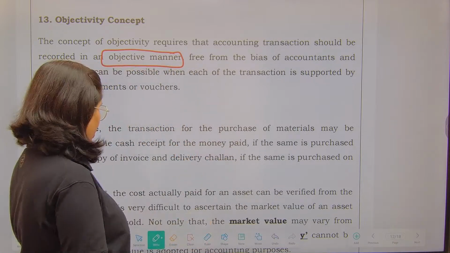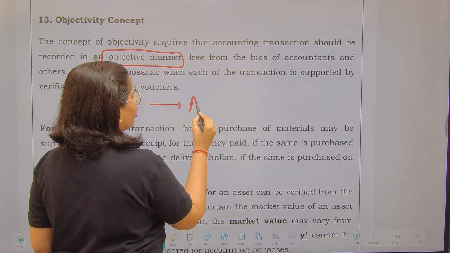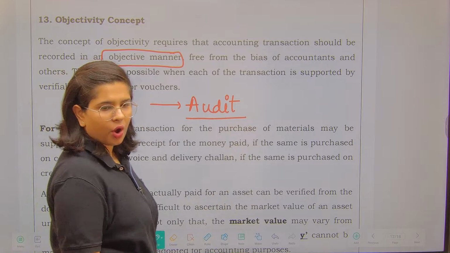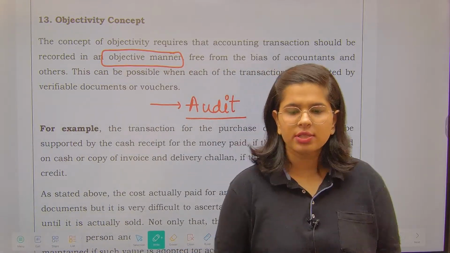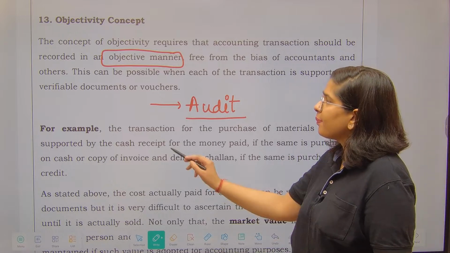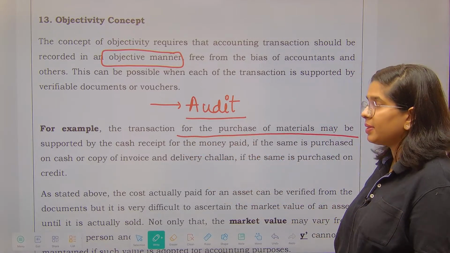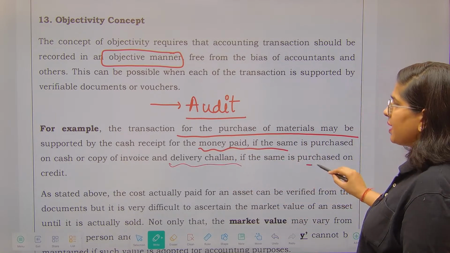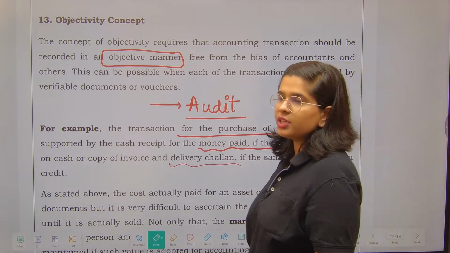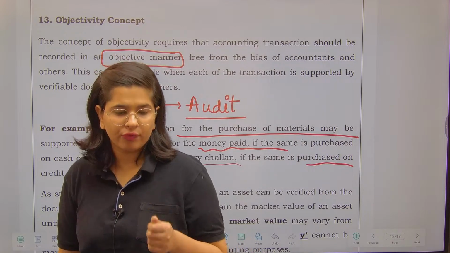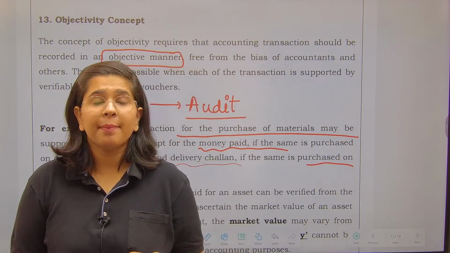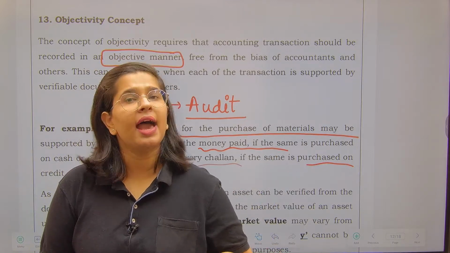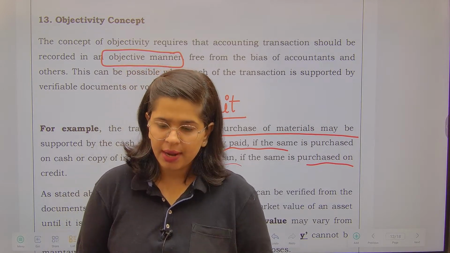Obviously, it is also important because going forward you have to conduct an audit of your transactions. And the first thing that the auditor needs is vouchers. So this is what the concept of objectivity says. For example, the transaction for the purchase of material may be supported by the cash receipt of the money paid, or a delivery challan if the same is purchased on credit. So all such things you have to attach with the document or with the entry of purchase of material. Why? Because you have to prove to someone that you actually have purchased the material at this particular price. ठीक है?